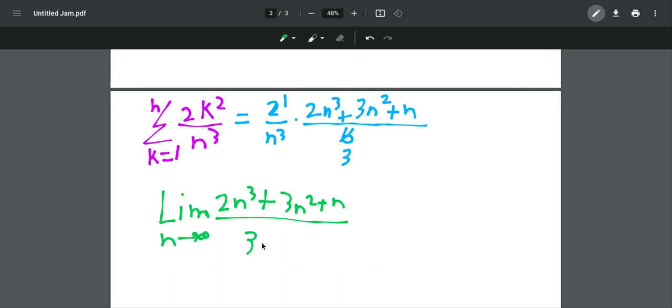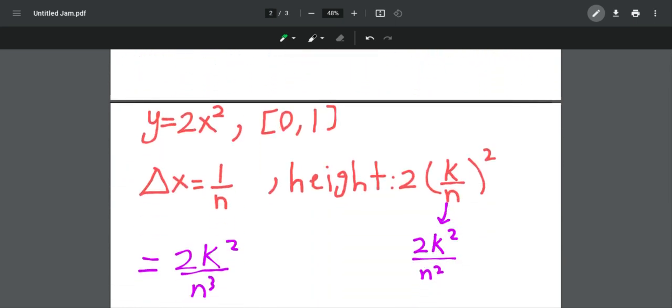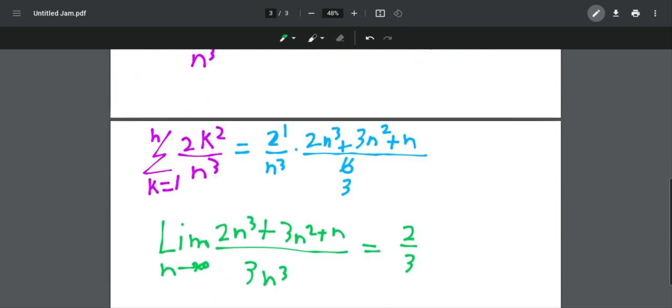Now, what we are left with is a famous limit, because we're working with the highest powers. We know that the highest power is 3, so we're working just with the coefficients of n cubed. And we can just simplify it. 2n cubed over 3n cubed is just 2/3. So we can conclude that the area under the curve and above the x-axis of y equals x squared on the interval from 0 to 1 is just 2/3.